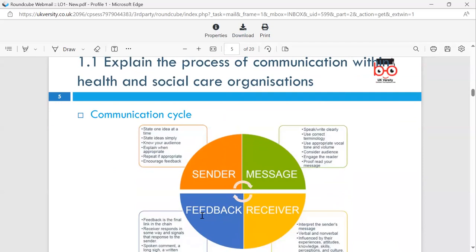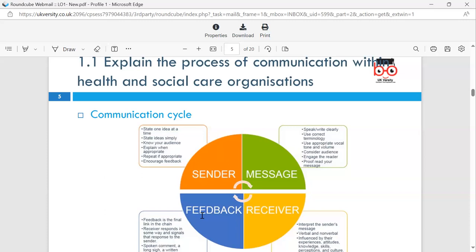Explain the process of communication within health and social care. So we have the sender, and they will state one idea at a time so that you understand. The reason the sender will be sending a message is so that you are able to understand it. State one idea at a time. State ideas simply, so make the language simple, because the other person may not understand slang or any sort of jargon. Know your audience, so know who you are sending the message to. Explain when appropriate, repeat if appropriate, and encourage feedback.